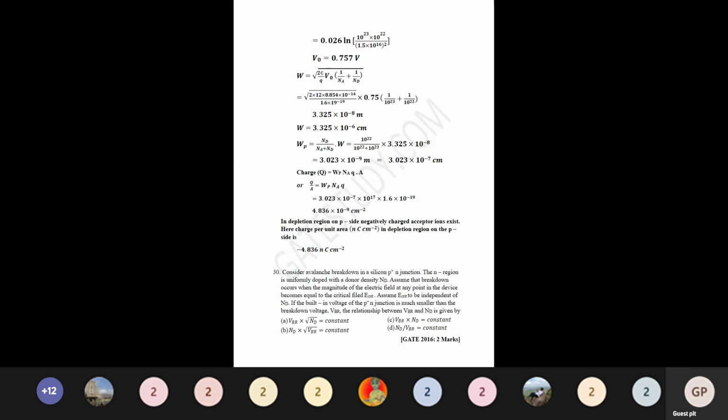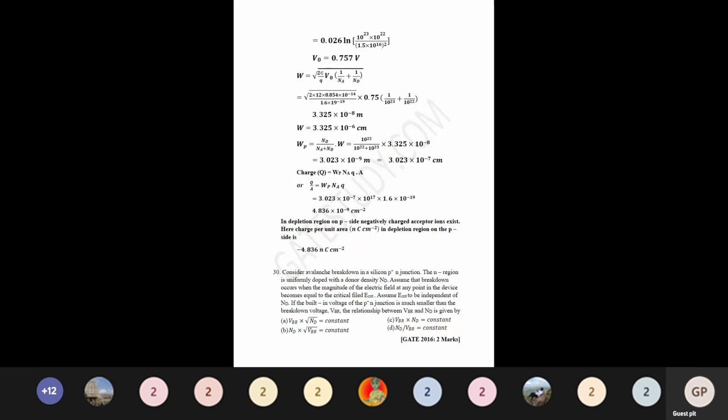If the built-in voltage of the PN junction is very much smaller than the breakdown voltage, then the relationship between VBR and Nd is given by: VBR into root Nd equal to constant, Nd into root VBR equal to constant, VBR into Nd equal to constant, or Nd by VBR equal to constant.